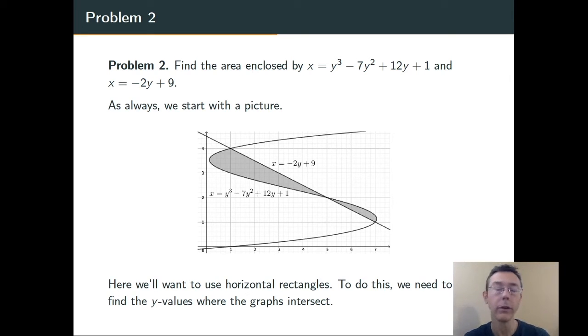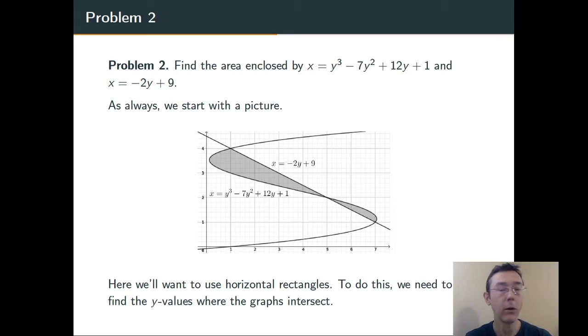In particular, if you look at that uppermost shaded region there on the left, both the top curve and the bottom curve are going to be defined by the x equals y cubed minus 7y squared and so on equation. So horizontal rectangles are going to be a lot easier here. Even then, however, we see that we're going to have to break this integral up into 2 pieces. In that uppermost region, the right curve is going to be x equals negative 2y plus 9, and in the lower region, the right curve is going to be the cubic.